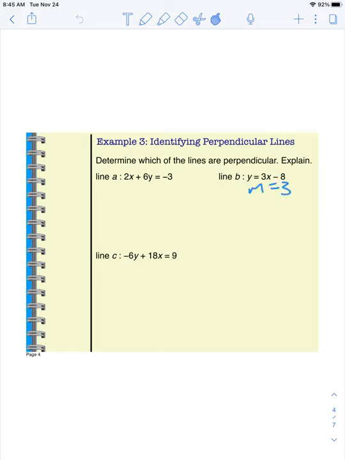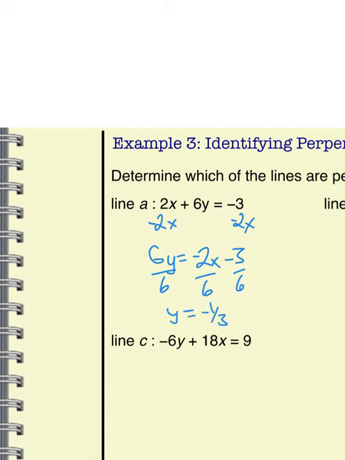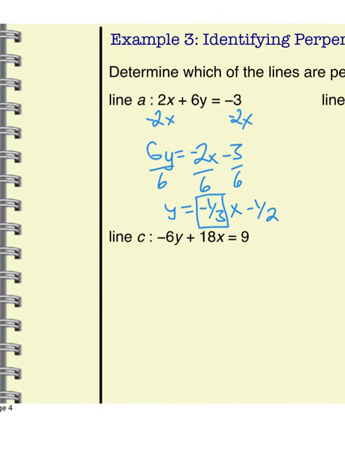All right, let's start with a. So to get y by itself, first I need to get rid of the x term. I'm going to subtract 2x from both sides, and then I have 6y equals -2x minus 3. And then we need to divide by 6. Divide every single term by 6, and we get y equals -1/3 x, because -2 divided by 6 is -1/3, and then -3 divided by 6 is -1/2. So m is -1/3.